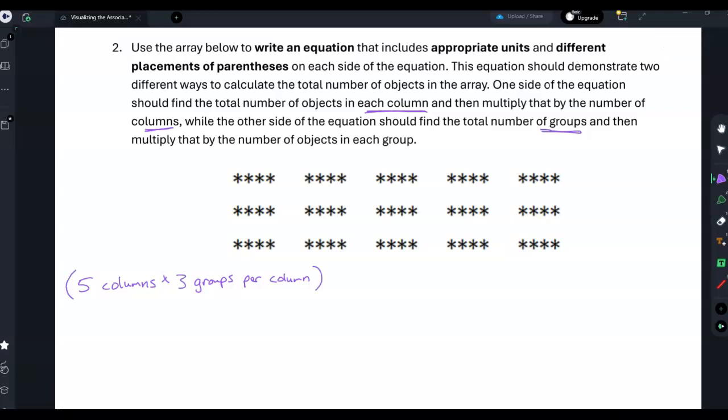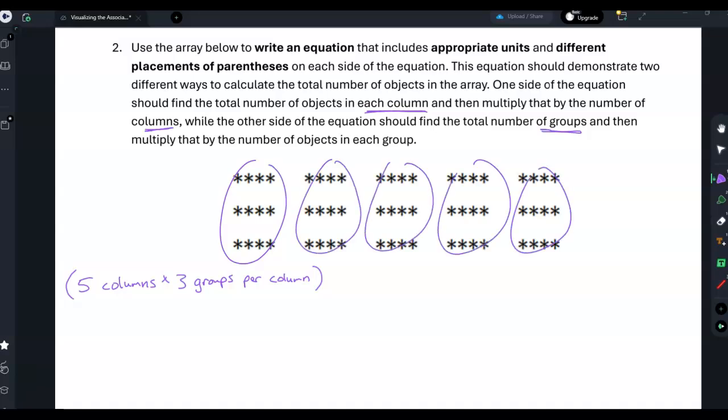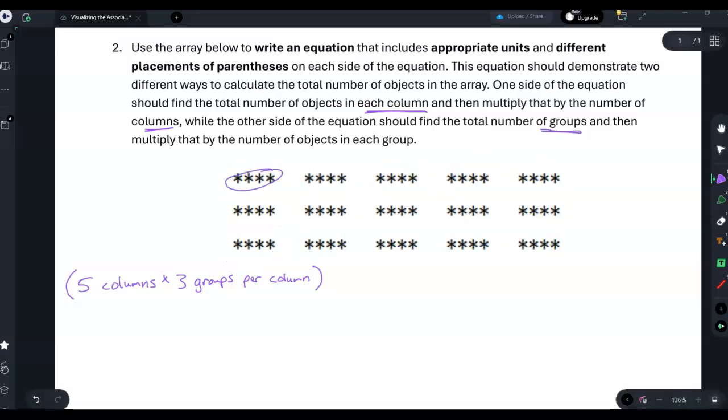And if I did that, 5 columns, 1, 2, 3, 4, 5, times there are 3 groups in each column, 1, 2, 3, that would give me 15 what? 15 groups, right? And so then I would multiply that by the number of objects per group, which I can see in any one of these groups, there are 1, 2, 3, 4 objects. I'll just call them stars, asterisks, whatever.